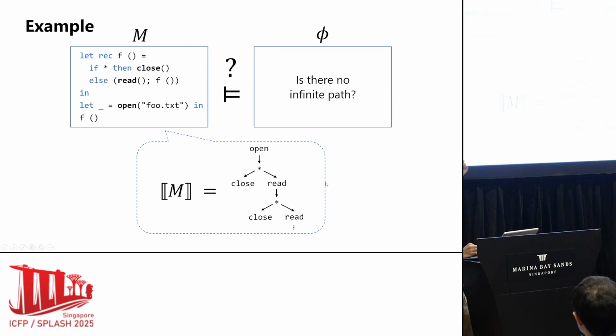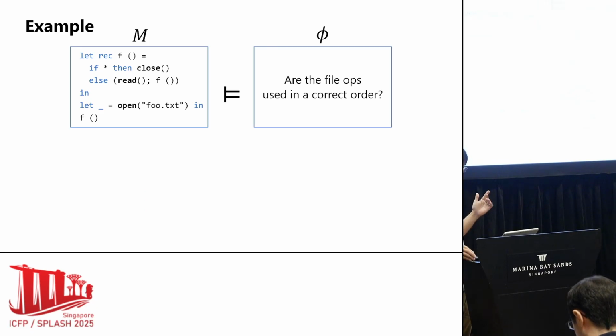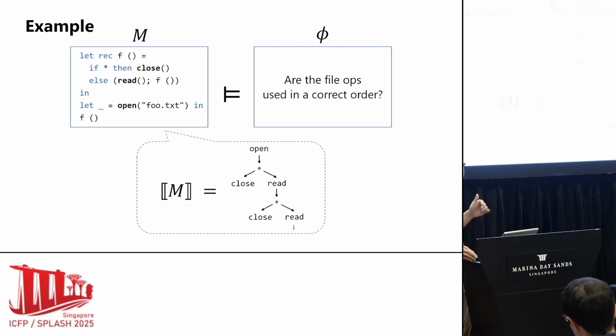Then, for example, if the property we want to verify is that there is no infinite path, it means that this program may be non-terminating. Of course, in this case this property doesn't hold, because if the non-deterministic choice always returns false, then the program diverges. And if we want to verify that these file operations are used in the correct order, then this program satisfies that property.